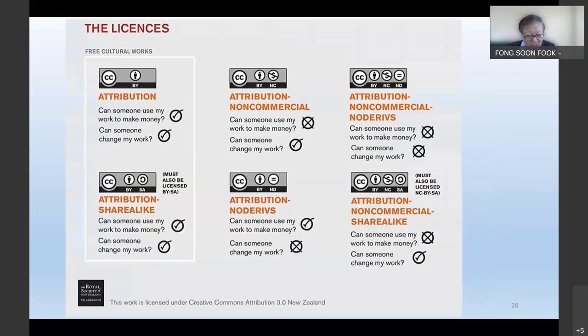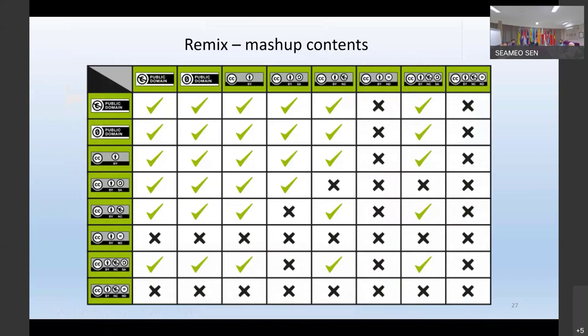Prof, sorry. Can we go back to the remix? For example, if we use public domain content and then we mix with CC BY-SA, later what will the license be? CC BY-SA. Oh, okay, so they use the most restrictive one. Correct, because the SA is there. Share alike. They purposely put share alike. They are saying, please use this license.